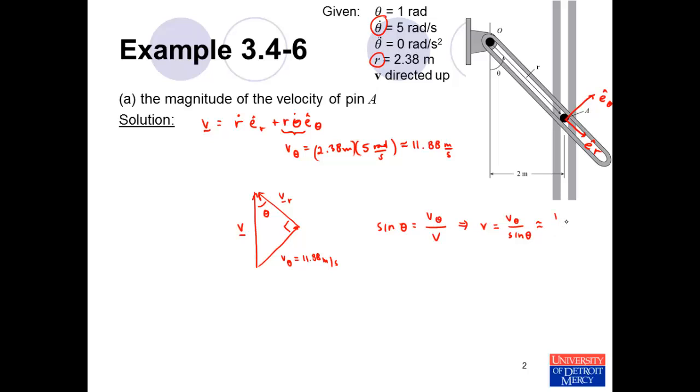So v theta is approximately 11.88 meters per second, and we have sine of 1 radian. We punch that into our calculator, and that works out to be approximately 4.12 meters per second. So that's what we were asked for. We were asked for the magnitude of the velocity of pin A, and that's the magnitude of that velocity vector. So that completes part A of the problem.